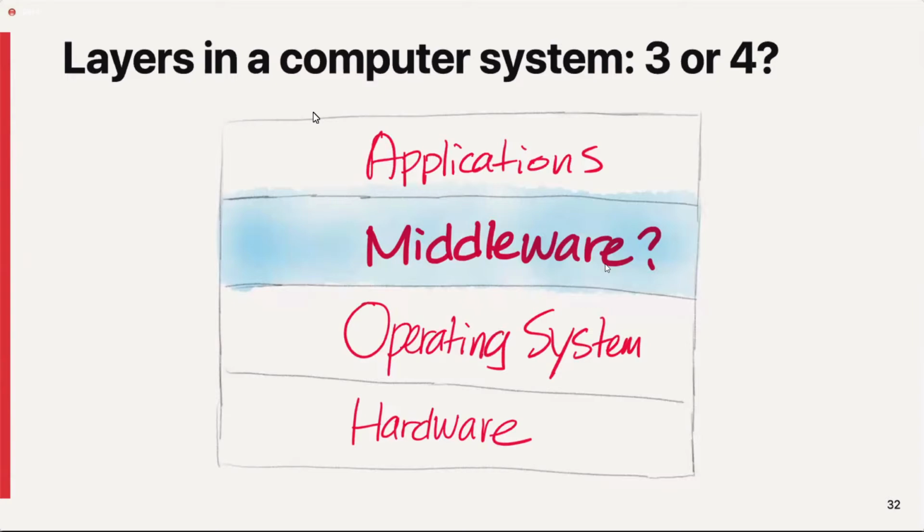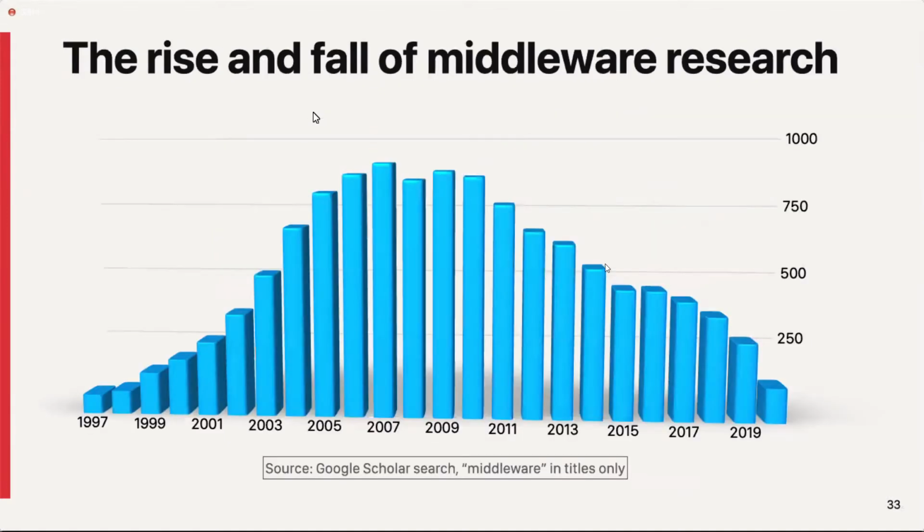Now, what about 4 layers? Can we actually make it 4 layers? Can we actually introduce a layer between applications and operating systems? Well, can we actually call it a middleware, for example? Well, it turns out that the term middleware was getting more popular as we move from the late 1990s into the late 2000s, but the popularity faded starting from around 2010 and 2011. So right now, nobody's talking about middleware.